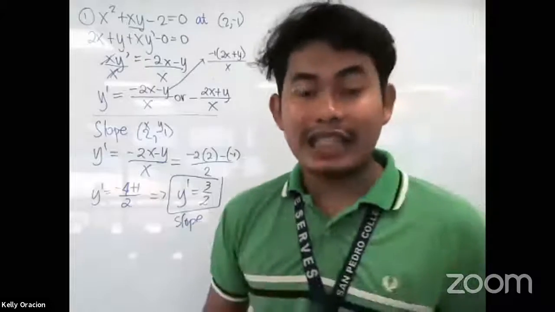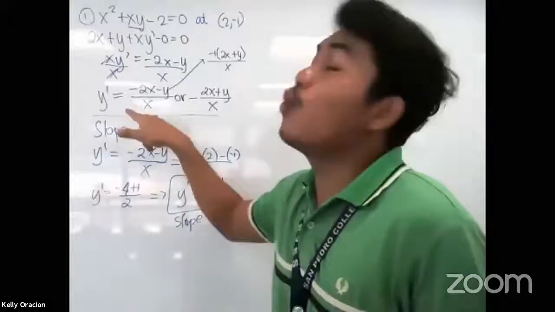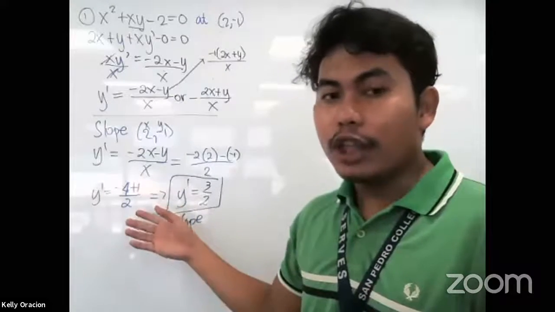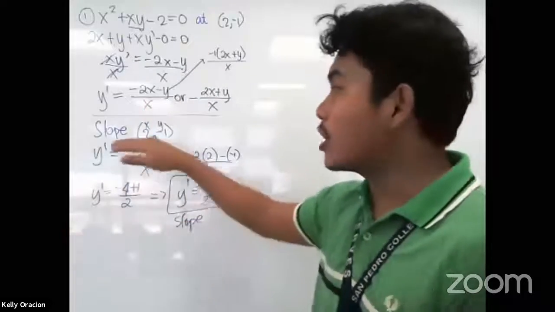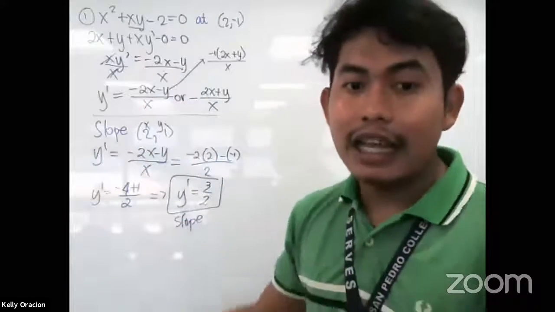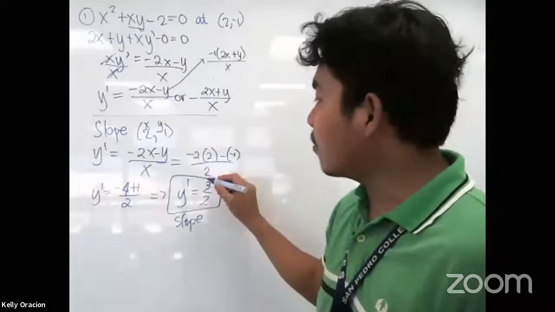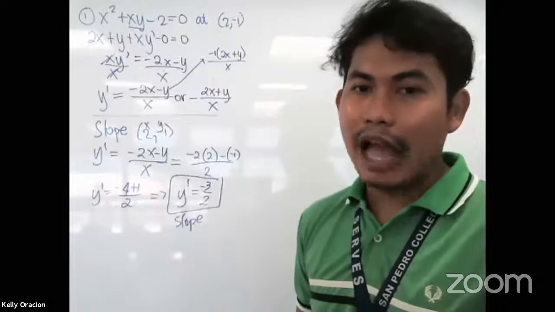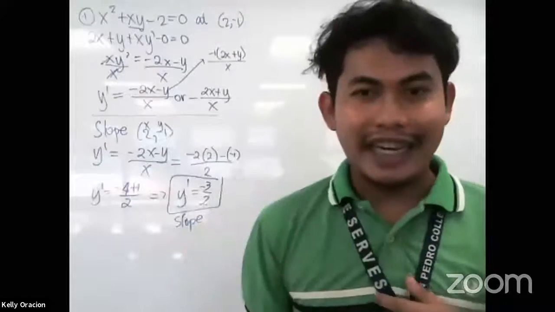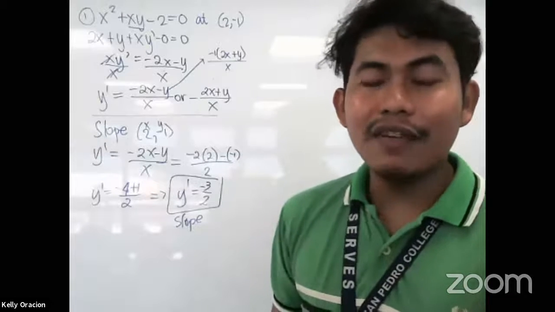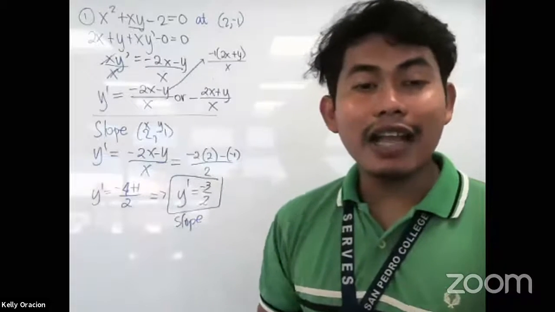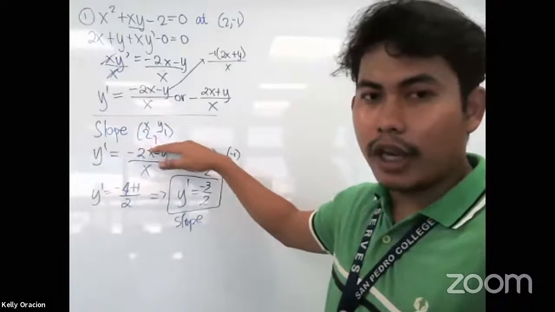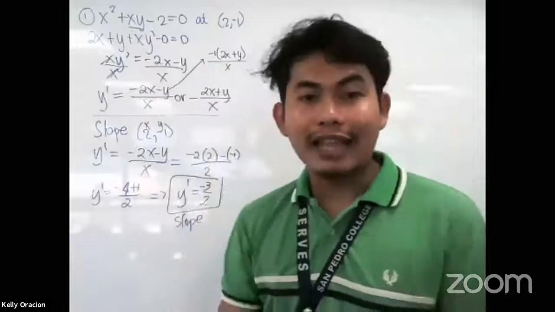So that is how we get our slope. We need to use our y prime. Again, to get the slope, you need to use the y prime, then substitute the corresponding values of your x and y coordinates. Negative 3 halves. Thank you, I forgot, it's negative 3 halves because it's negative 4 plus 1. So it's negative 3 halves. Okay? That is how to get the slope. Substitute the x and y coordinates of your point into your y prime, and you will get the slope.